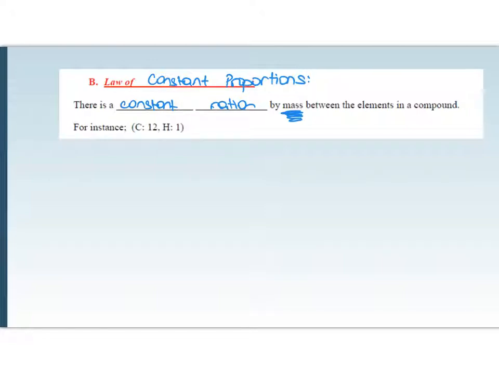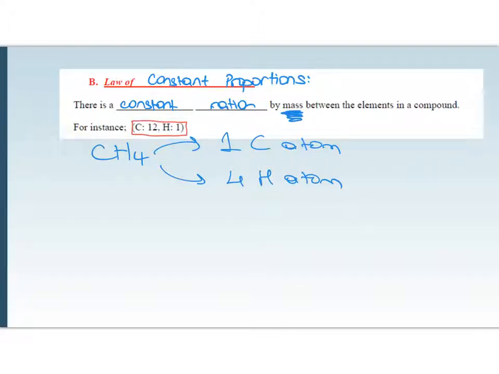For example, let's say that you have CH4 molecule. In this molecule, you have 1 carbon atom and you have 4 hydrogen atoms. So the numbers that are given in parentheses like this, they are the relative masses of these atoms. This means that 1 carbon atom is 12 unit gram, where 1 hydrogen atom is 1 unit gram. So if you have 1 carbon atom, this means that you have 12 unit mass of it. So if you have 4 hydrogen atoms, you're going to multiply that 1 by 4 and find out 4 unit gram.